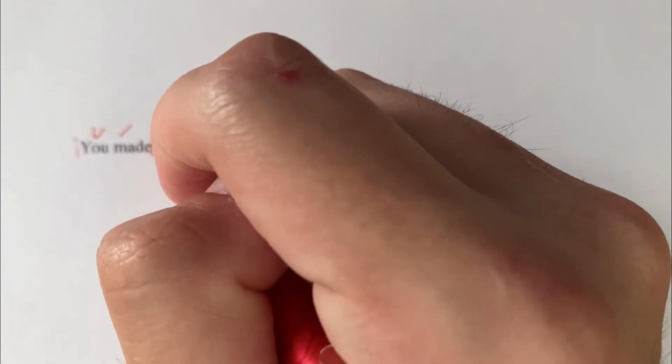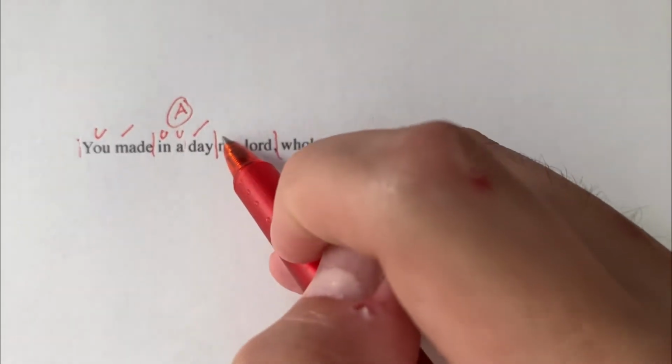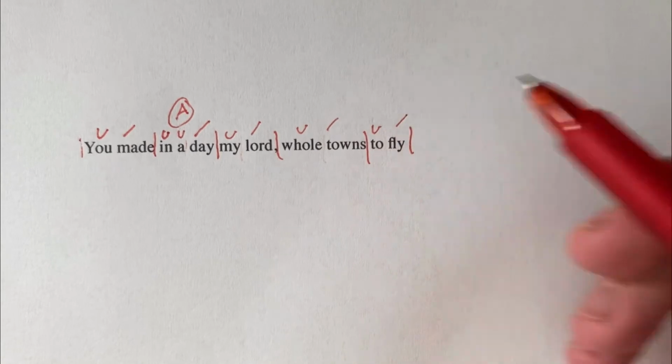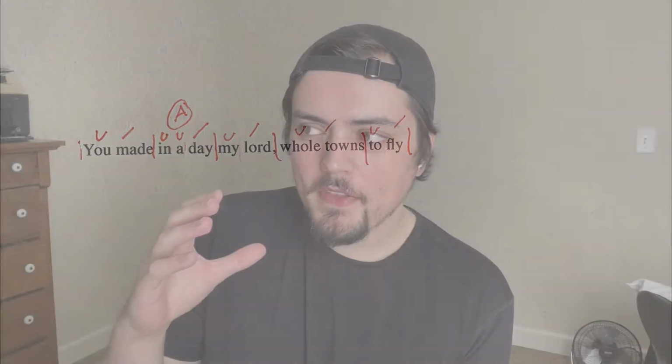So remember, our anapest is unstressed, unstressed, stressed. Mark that with an A. "My lord, whole towns to fly." There. Not quite regular iambic pentameter, but a 5-foot line of verse.